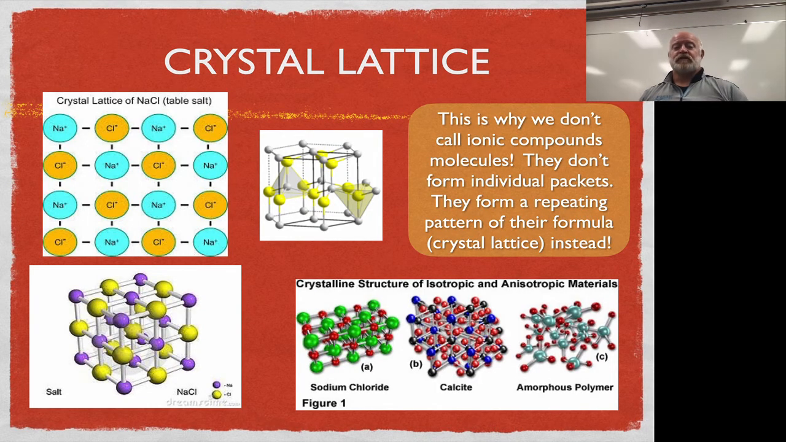Now, these ionic compounds actually form what we call a crystal lattice, okay? And one reason why we write the formula the way we do, and we don't let it pair up into 2s and 4s and that kind of stuff, is that when ionic compounds form, they form a repeating pattern of their ratio. So sodium chloride is a 1-to-1, 1-to-1, 1-to-1, and so on.